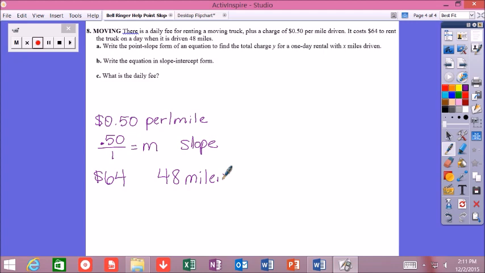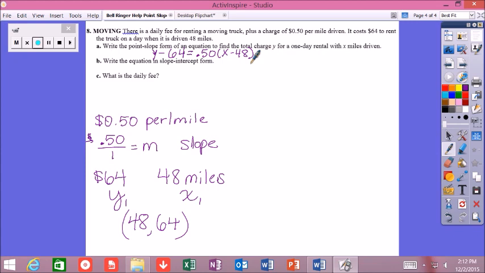0.50 is on top, the money. So 64 is our y. And 48 miles, the 1 mile is on the bottom for slope, that is our x, so our ordered pair should be 48, 64. The cost is dependent on the number of miles. In point-slope form, y minus 64 equals 0.50, parentheses x minus 48.